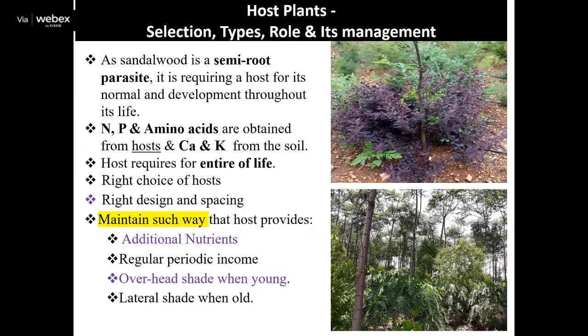While selecting the host, the host not only provides nutrients, but also provides regular income to the farmer. We have to maintain the host in such a way that in the young stage it provides overhead, and on the lateral side after it has grown, it should give lateral, not overhead.